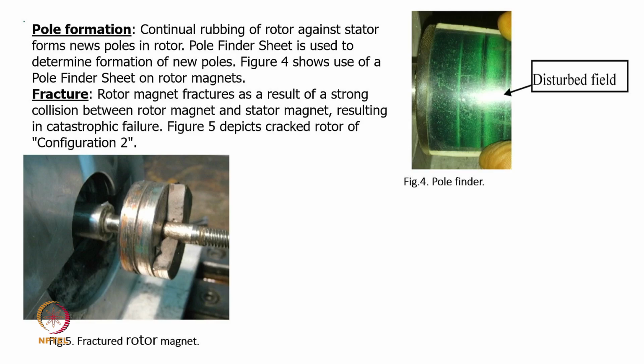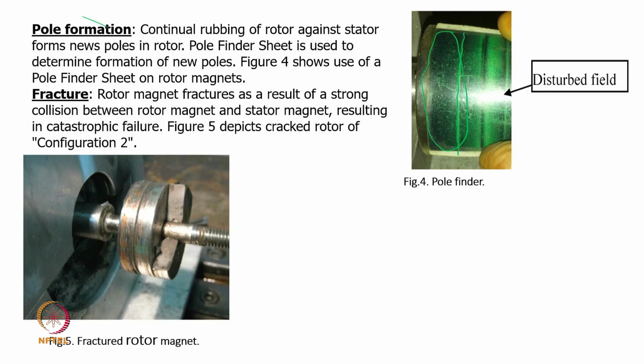Coming to the fourth one, which is pole formation. Suppose you have a pole finder sheet available in the market. Now, if there is a uniform magnetic field and maybe a single north pole and single south pole, then there is no issue. You will find more or less all black color over here. But if you find a fluorescent color line, that means there is a change in the magnetic field.